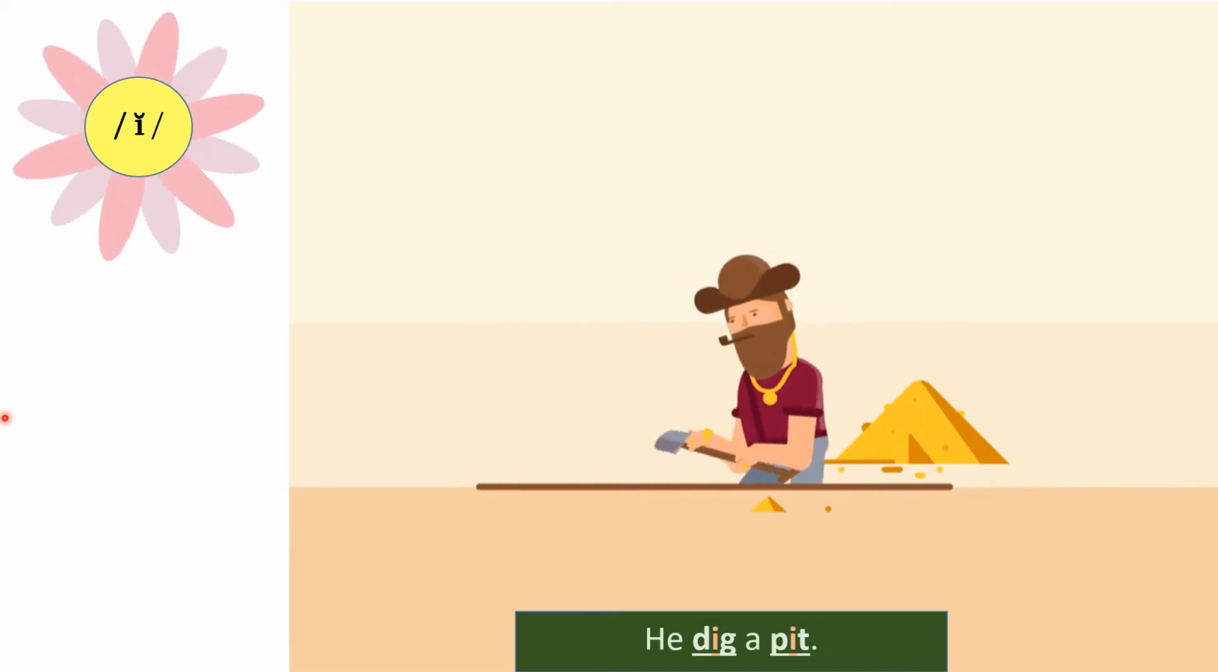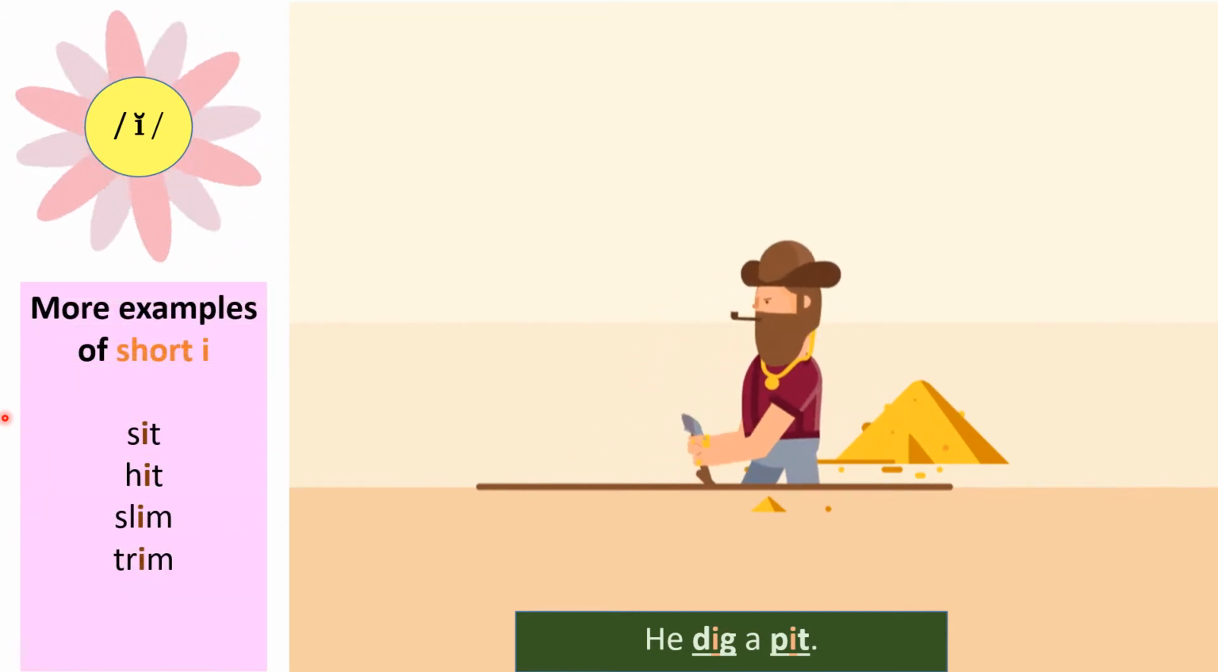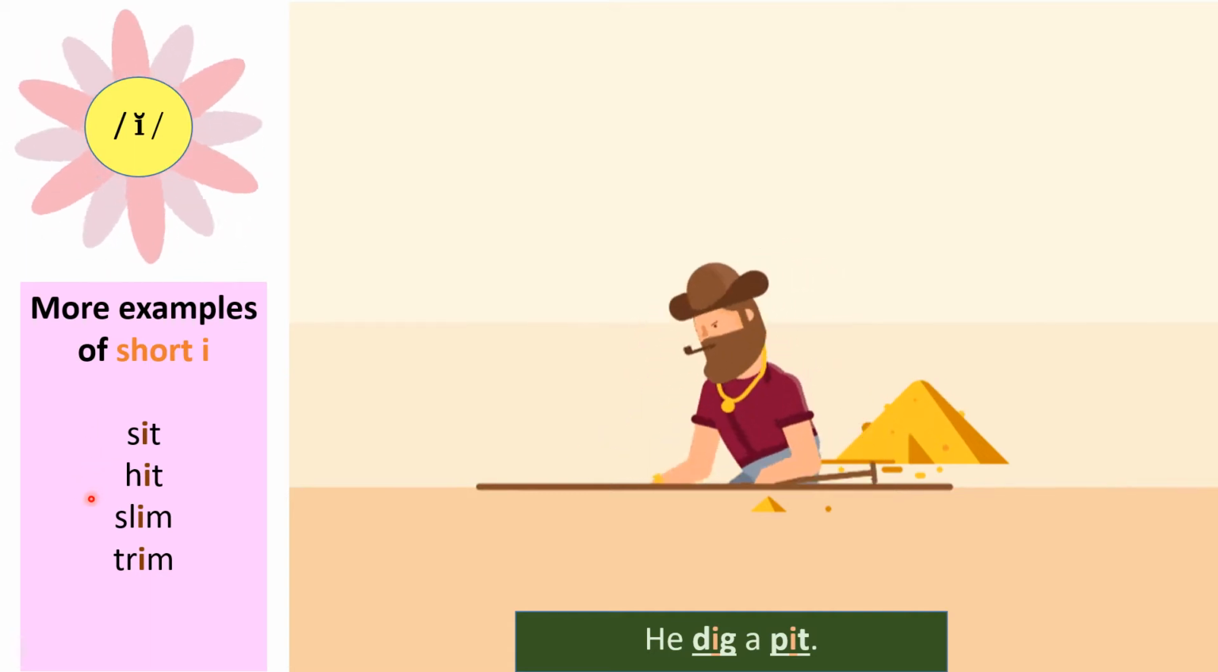Now let's read the sentence. He dig a pit. Now let's read more examples of short I, like in the words sit, hit, slim, and trim.